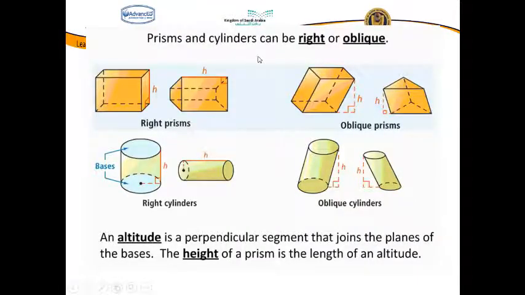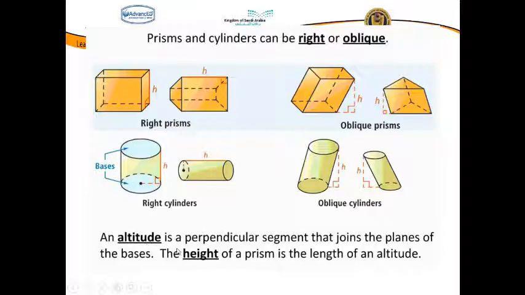Prisms and cylinders can be either right or oblique. The right prism, like the right cylinder here, or the rectangular prism, or the trapezoidal prism, are all right prisms. Why? Because the edges that connect the upper and the lower base are perpendicular, as you see here in the trapezoidal prism. But the oblique one is leaning to one side. The edges are not perpendicular like in the right prisms.